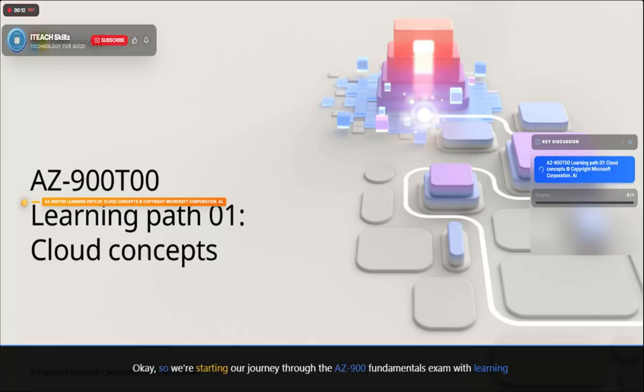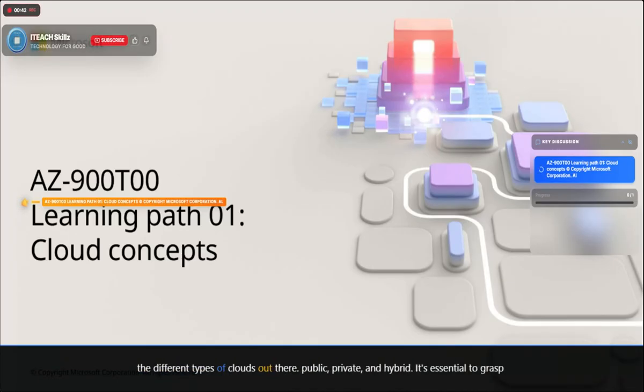Okay, so we're starting our journey through the AZ 900 Fundamentals exam with Learning Part 1, and it's all about cloud concepts. This is really where we build a foundational understanding of what the cloud is before diving into specifics about Microsoft Azure. We'll be talking about things like what makes cloud computing different from traditional IT, exploring various cloud service models, think infrastructure as a service, platform as a service, and software as a service, and looking at the different types of clouds out there.